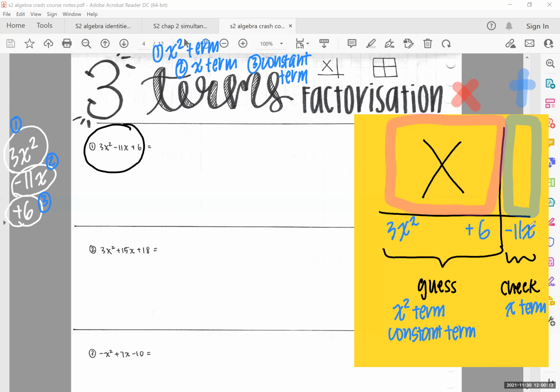Now, another disclaimer that you need to have is, this is number one. The next disclaimer is that always make sure your x squared term is positive.